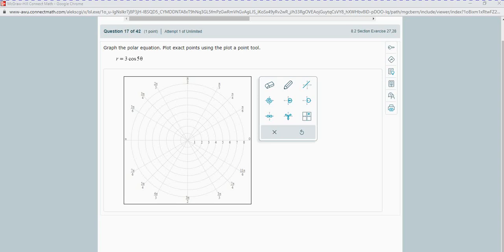Already it's telling us that we're probably going to need to plot some points using the plot a point tool, which means more than likely all the points we want to plot are not going to fall on the grid as it is currently labeled. So we're going to anticipate that from the beginning.